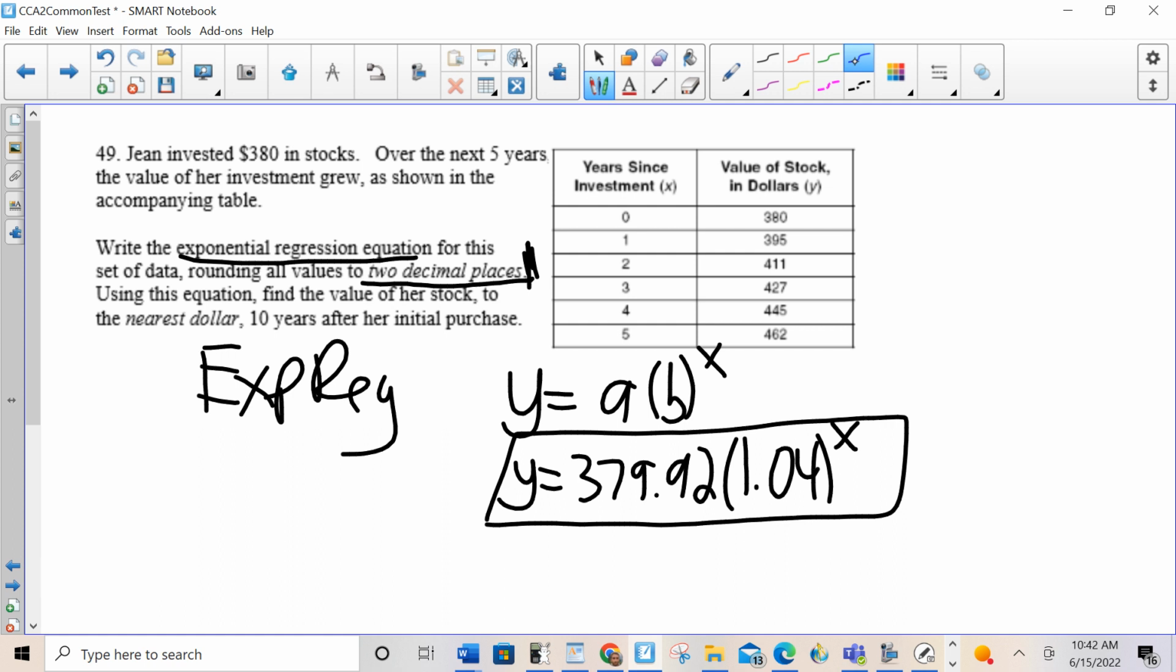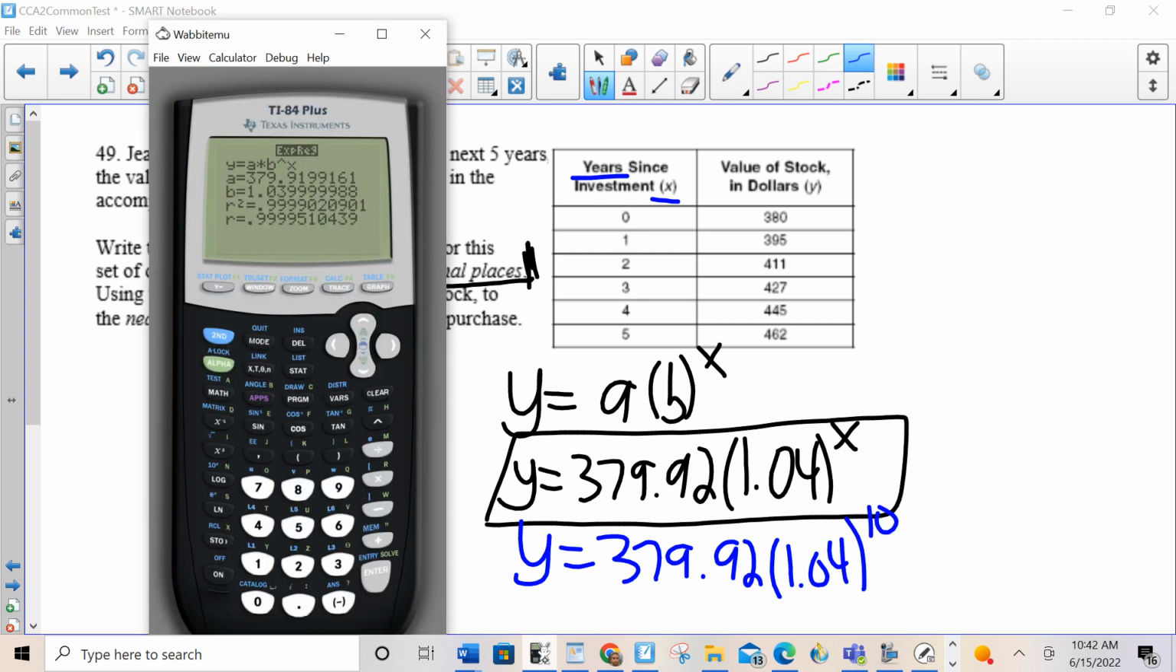Using this equation, find the value of her stock to the nearest dollar 10 years after her purchase. So be careful. Determine if that's x or y. If it's x, sub it in for x. If it's y, sub it in for y. 10 years is x, so I'm going to replace the x with 10. 379.92 times 1.04 to the power of 10.